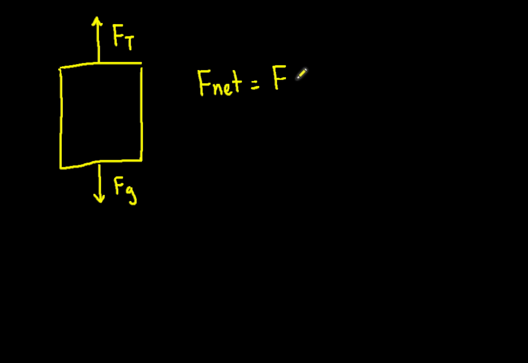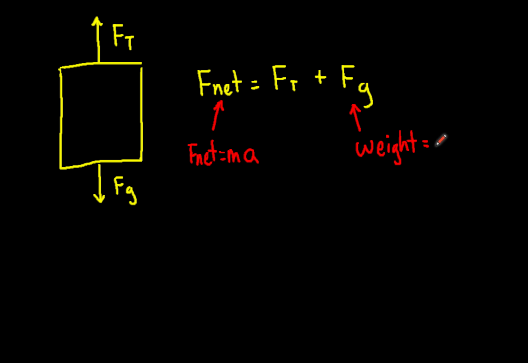The total force, F net, on the elevator is the combination of these two forces, force of tension plus force of gravity. F net, according to Newton's second law, can also be calculated using mass times acceleration. And don't forget that force of gravity is also referred to as weight, which is mass times little g, which is negative 9.81 meters per second squared here on Earth.